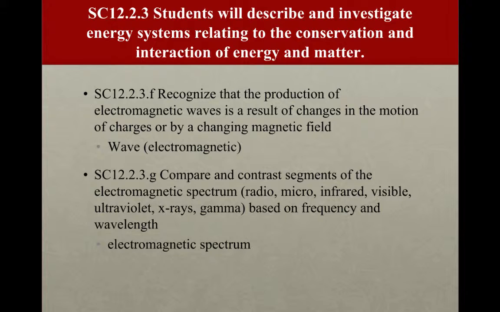Recognize that the production of electromagnetic waves is a result of changes in the motion of charges or by the changing in magnetic field. So electromagnetic waves have a huge spectrum. They go from radio waves all the way up to gamma rays. Radio waves are very, very long, low energy waves. Gamma rays, very, very short, high energy waves.